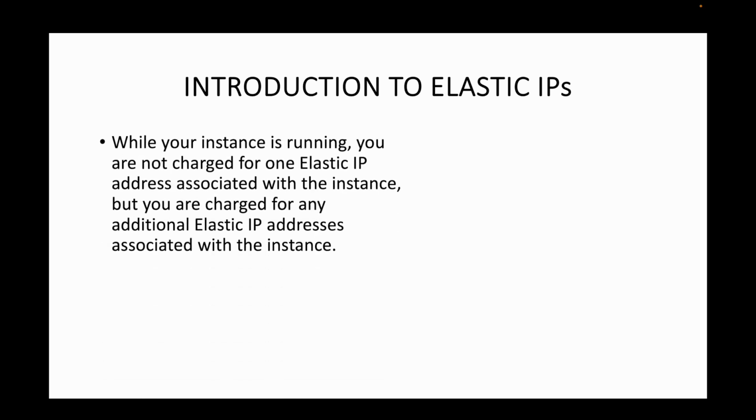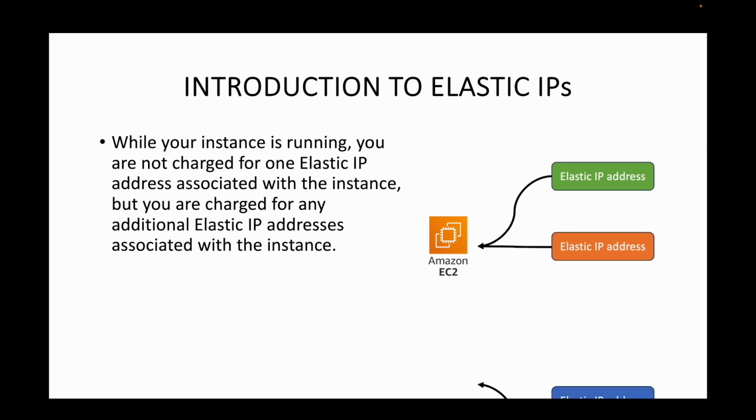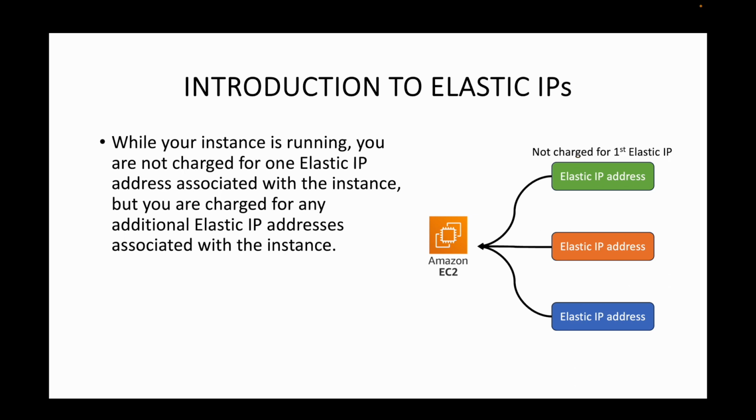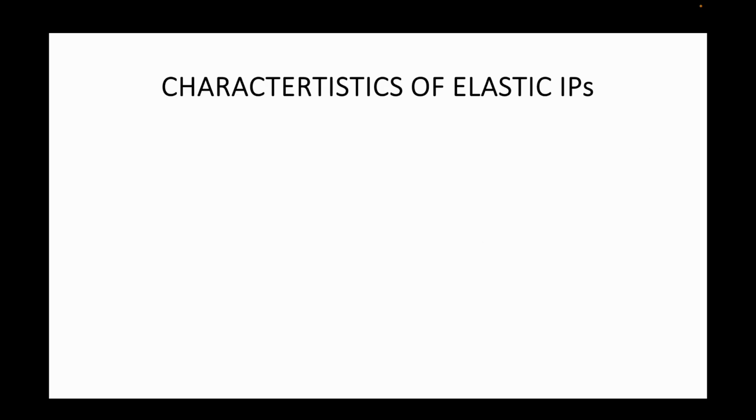Now, while your instance is running, you're not charged for one Elastic IP address associated with the instance. So you have the option of associating multiple Elastic IP addresses with your instance. Now, if you do that, you don't have to pay money only for the first Elastic IP address. You will have to pay money for the other Elastic IP addresses, even if they are associated with a running instance. You're not going to be charged only for the first Elastic IP address as long as it is associated with a running instance. All right, so you'll be charged for any additional Elastic IP addresses associated with the instance.